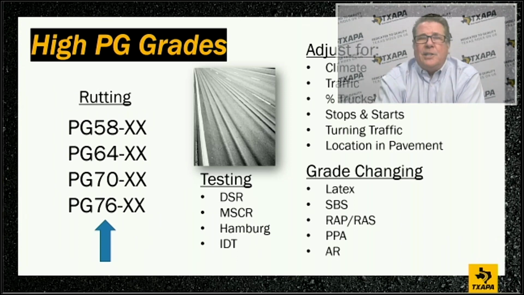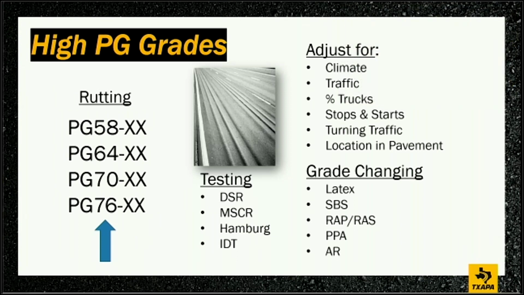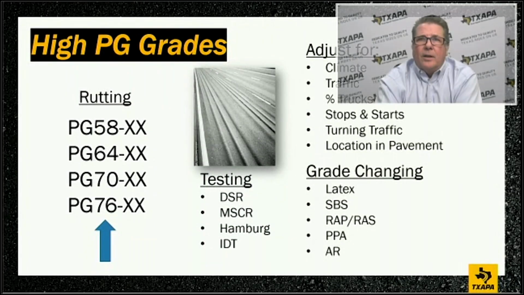So let's talk about modification of the high number, the big number, okay? We're talking about the big number here. And why? It's, again, dealing with rutting. We want to address it because of climate. If we have extreme climate issues, we want to modify it for traffic. If we have high traffic, we want to modify it if we have stops and starts, in these intersections that have a tendency to rut. Also with turning of traffic, and then localized in the pavement structure, if we need to be able to make that pavement structure more durable, we're going to modify it.